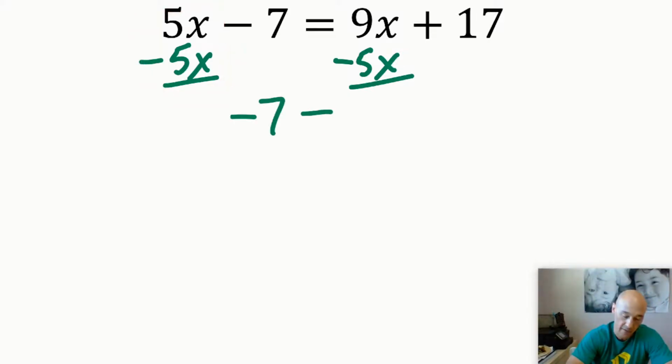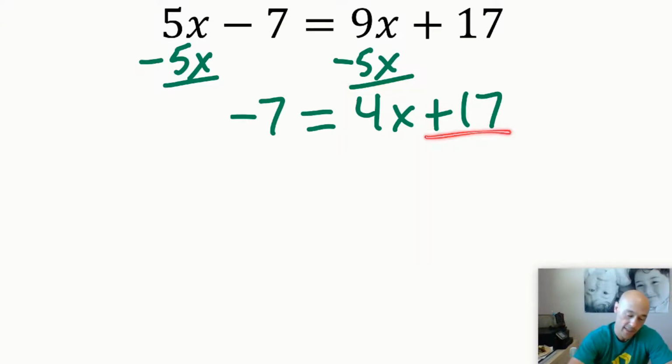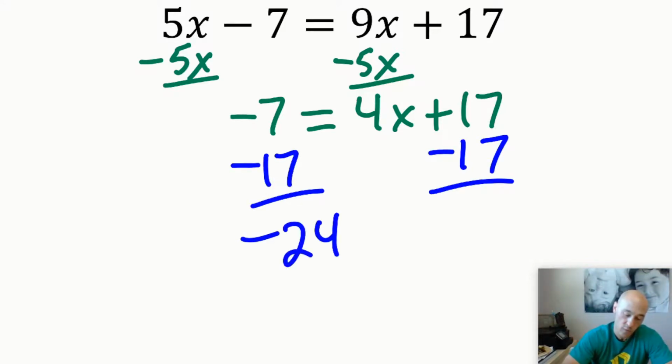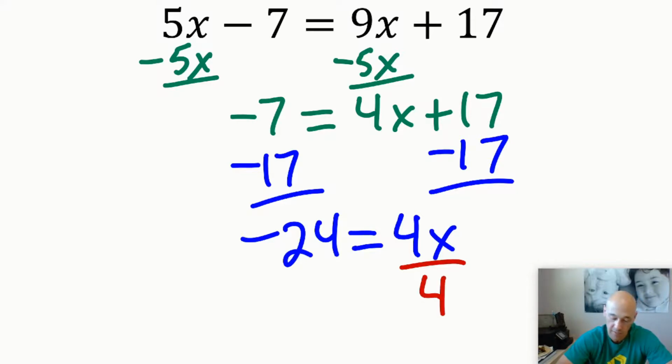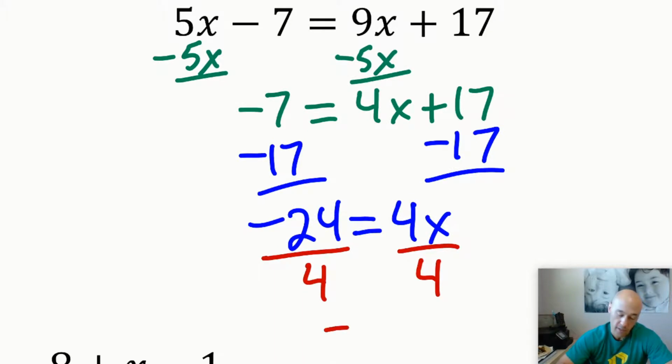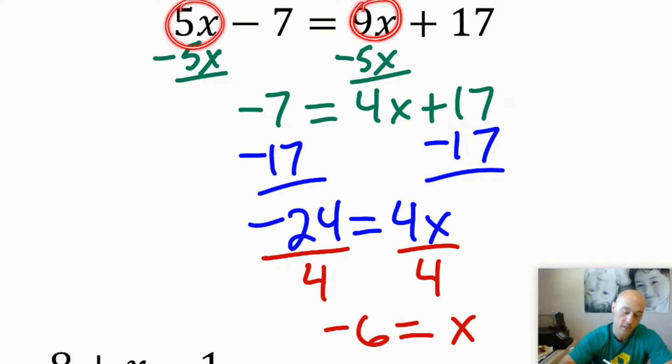I'm left with negative 7. 9x minus 5x is 4x, and now I have plus 17. Now I need to get my x term by itself. Here we're adding 17 to it, so I subtract 17 to make a 0. I get negative 24 is equal to 4x. Next, we have 4 times x. The inverse of multiplication is division. And negative 24 divided by 4 is negative 6, so negative 6 is equal to x. So on that one, we had to move our x terms to the same side.